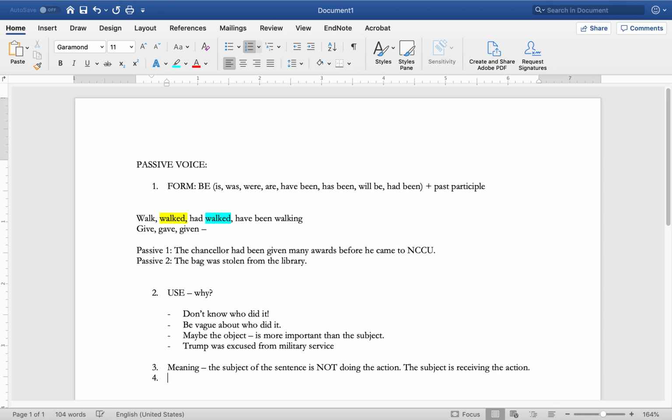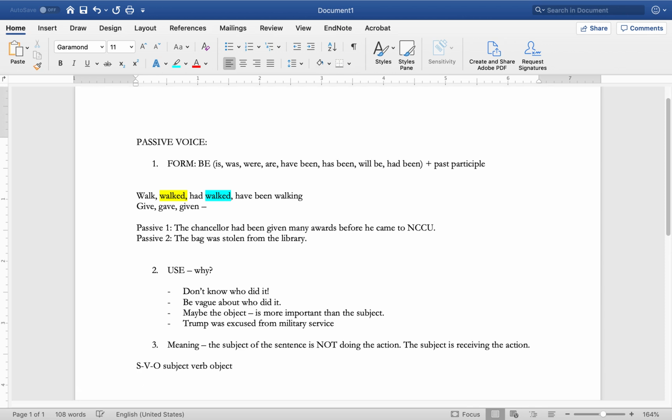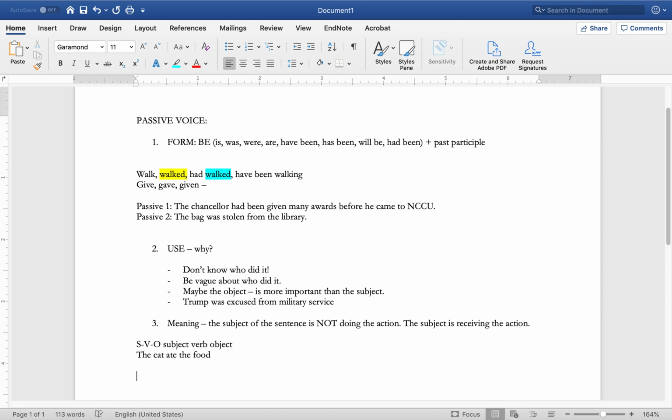from someone else. Like in most sentences, you probably remember this from an English class, SVO, subject, verb, object, which is what we like to do in news writing. So the cat, cat's our subject, ate the food. Food's our object. To make it passive, you would say the food was eaten by the cat. Sometimes it's common to have a by phrase if you actually know the subject, but in this case, the bag was stolen from the library.